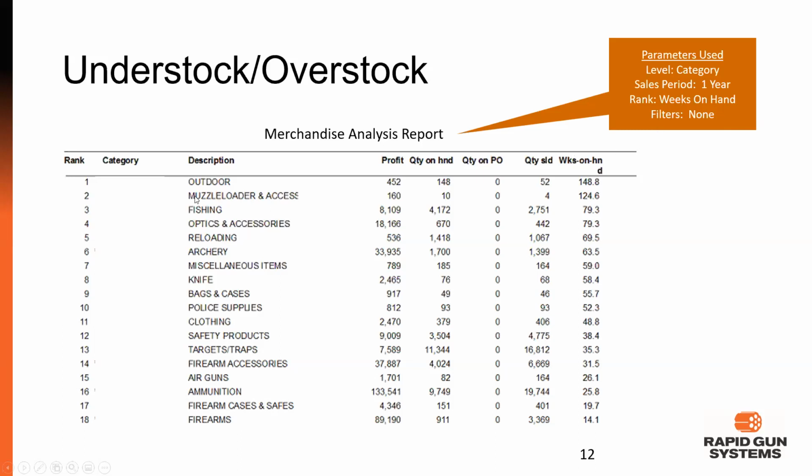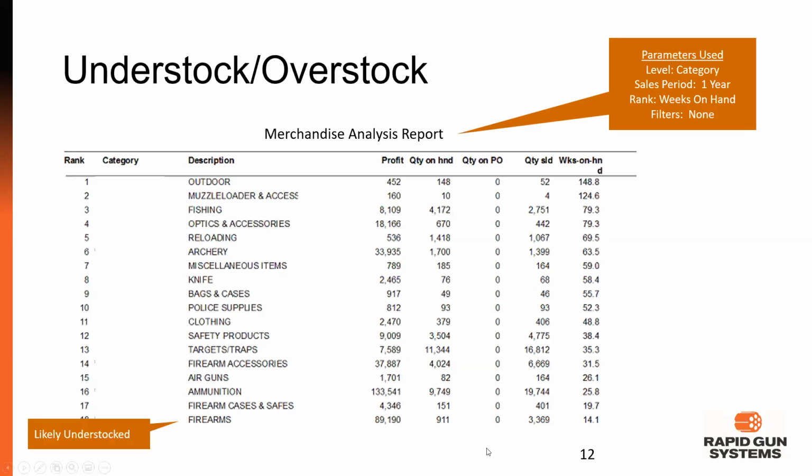And from this, I have this category level listing that shows me what my weeks on hand are by category. As you might expect, the ones that have low weeks on hand may be less of a concern, and are less likely to be overstocked, but more likely to be understocked. And the ones that have really high weeks on hand are a really good indicator of things that are likely overstocked. So let's dive in just a little bit deeper.